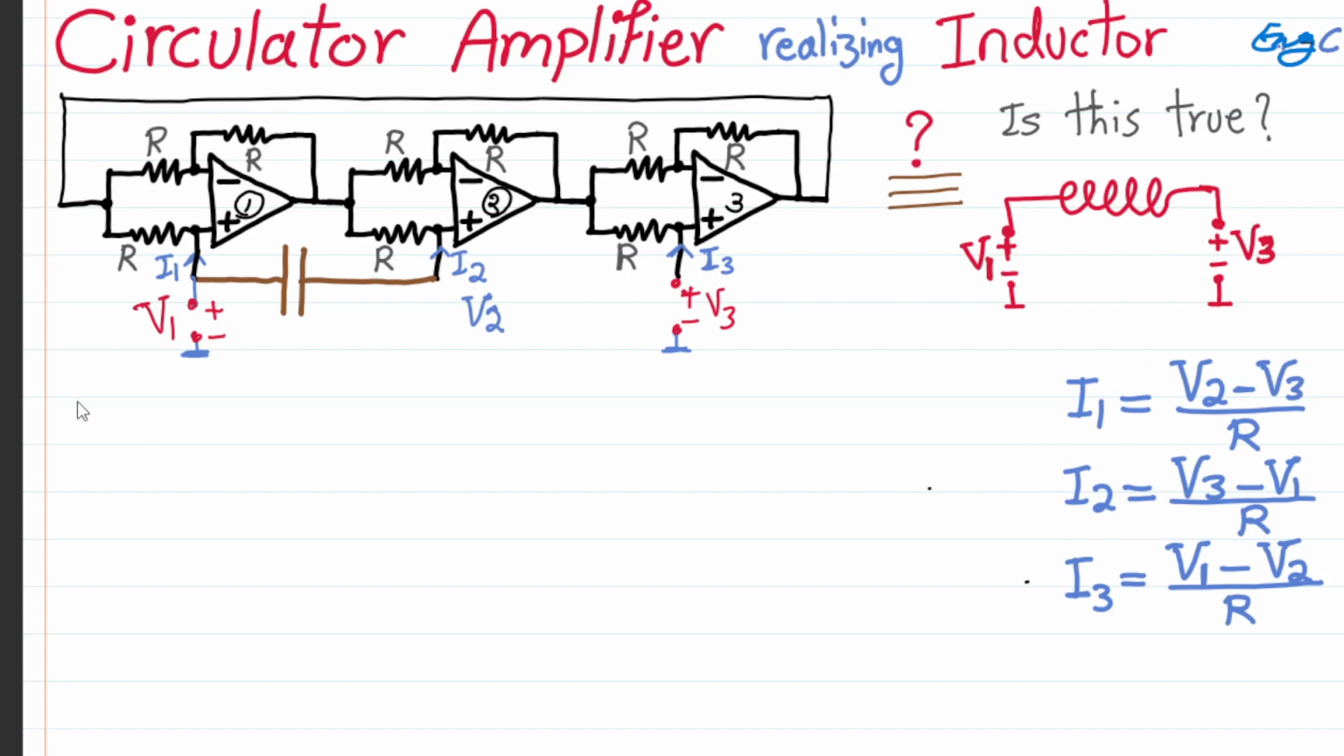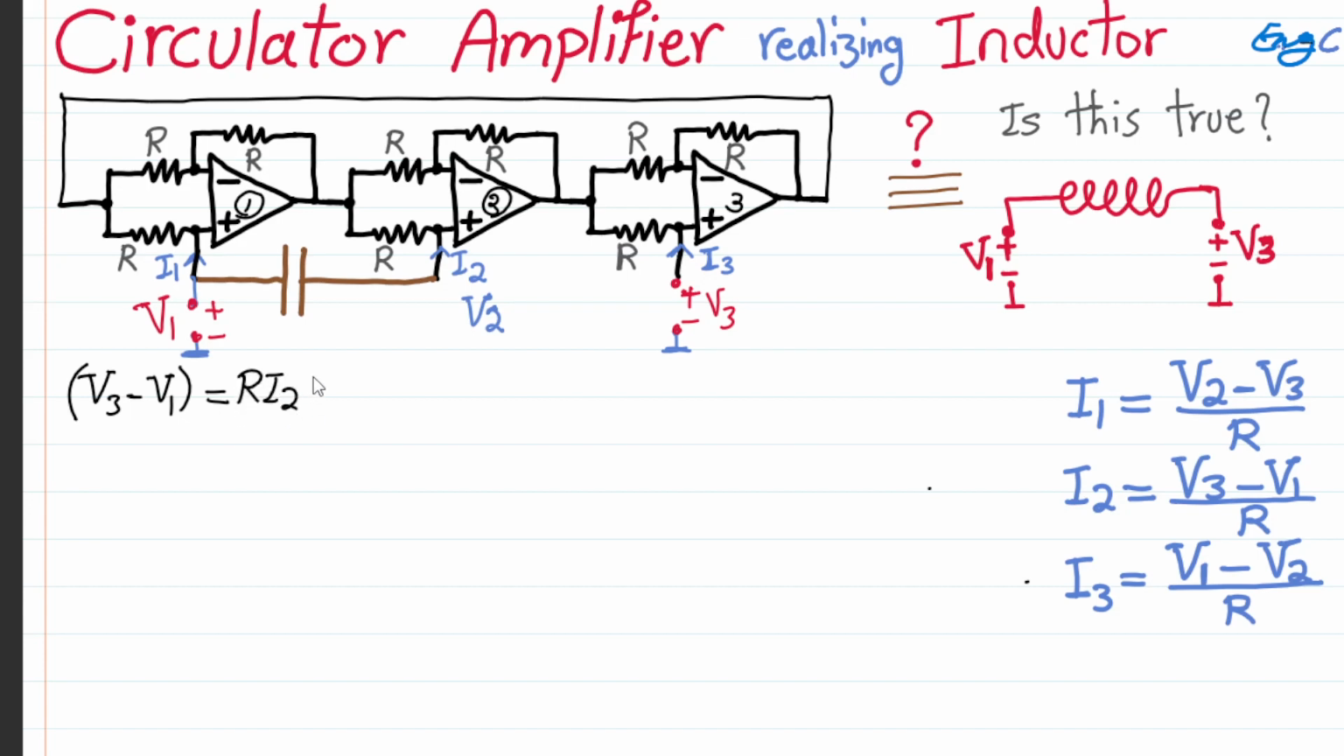What I need to see is what is V3. So what is V3 versus V1? That is what I'm interested in, what I'm seeing between port 3 and port 1. Okay, so V3 minus V1, according to this relationship of the circulator amplifier, is R times I2. So that I have. Okay, great.